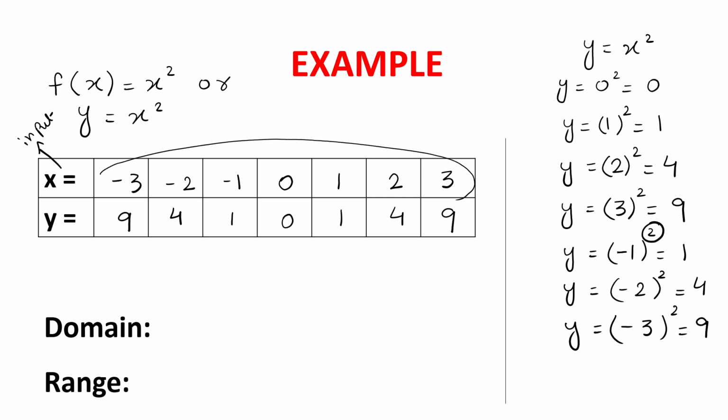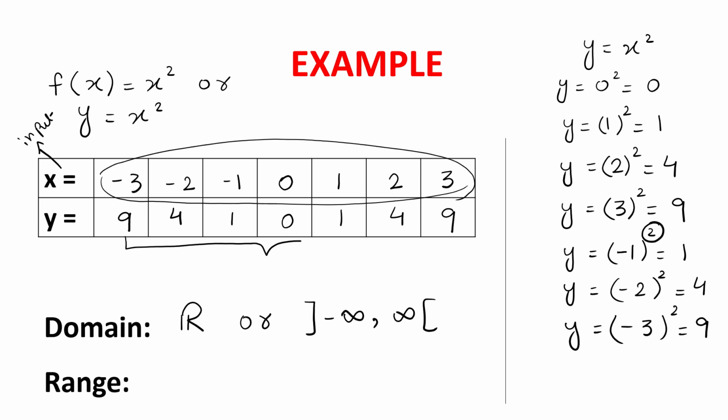As x values make the domain, and these are all real numbers, our domain will be the set of all real numbers, or in interval form we can write it as -infinity to infinity. For range, we focus on y values. As there is no negative number, the range will be positive, and the minimum value for the range is 0. So the range will start from 0 and all positive numbers are included.